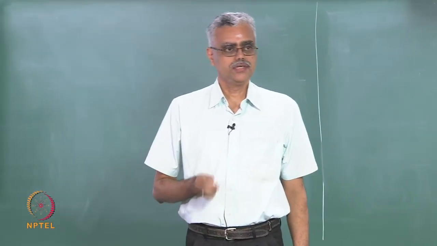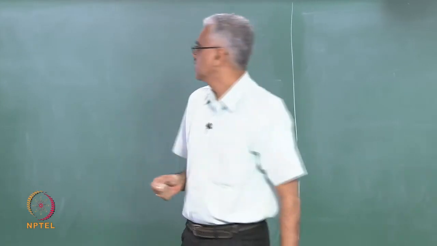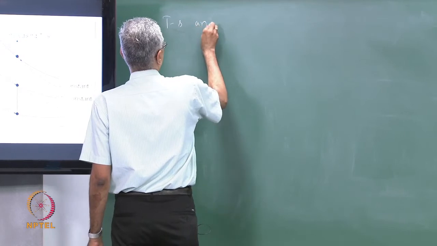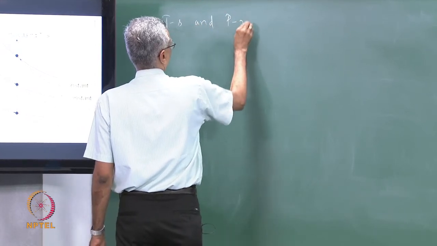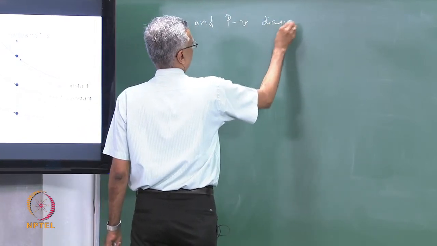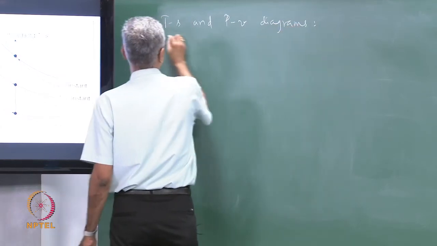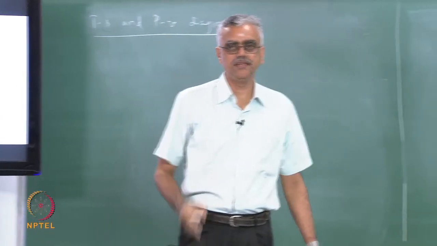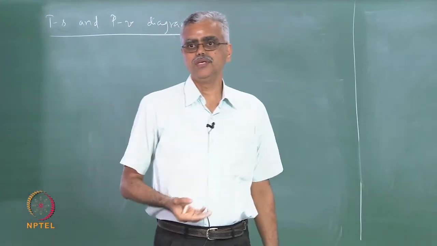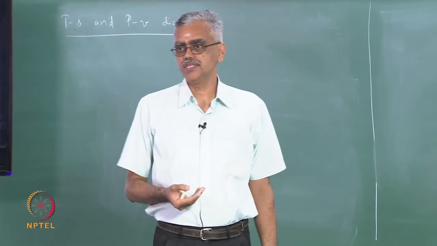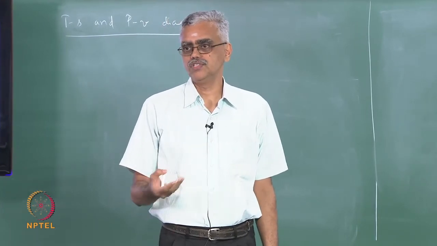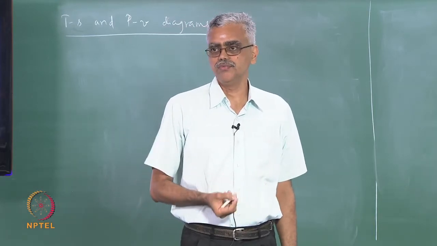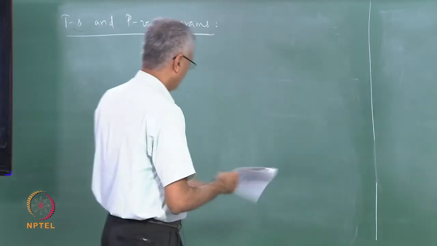So, we are going to discuss TS and PV diagrams in compressible flow. Depicting flow processes in a TS and PV diagram can be extremely useful and give us a lot of insights into the nature of the flow, irreversibilities and other things, how the states are changing. It can give us a lot of useful information, and that is what we are going to do next.